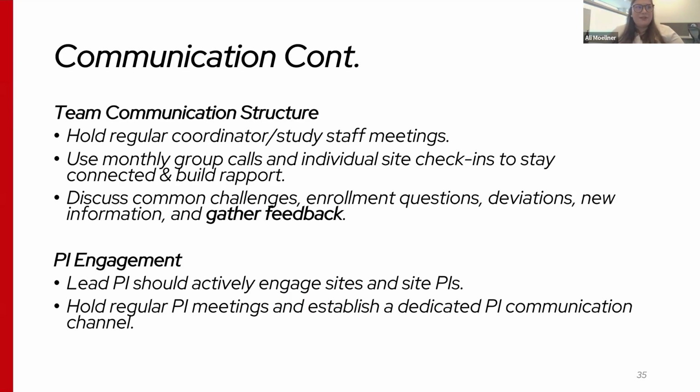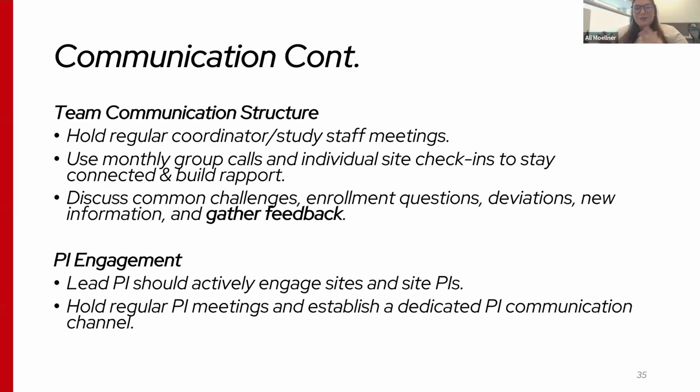Okay, so communication is key. I have a couple of slides on communication. Make sure that you're holding regular coordinator and study staff team meetings. Use these monthly meetings to check in with the sites. You can also do one-on-one site meetings as well, depending on how your study is built.